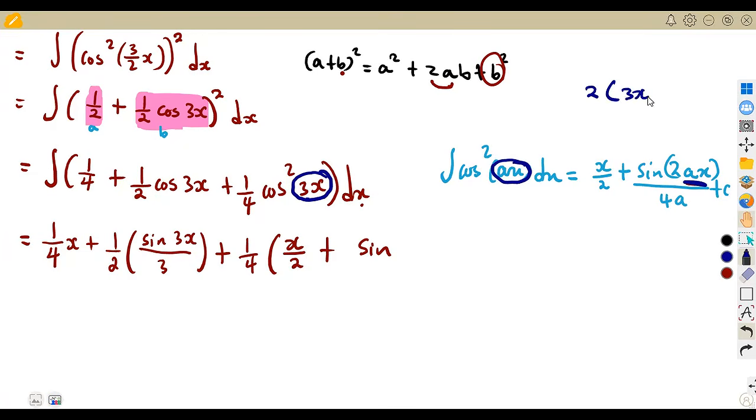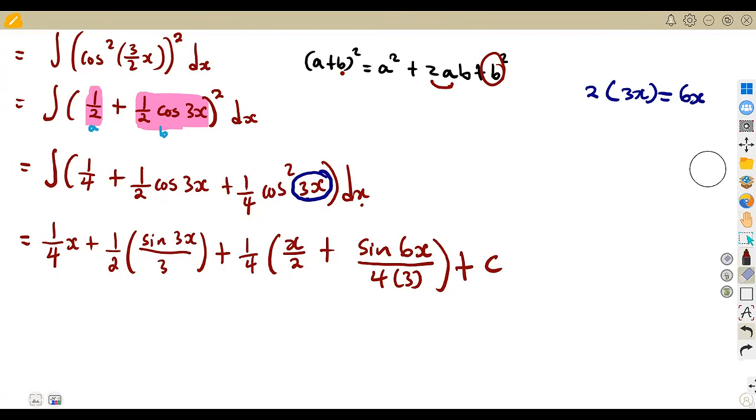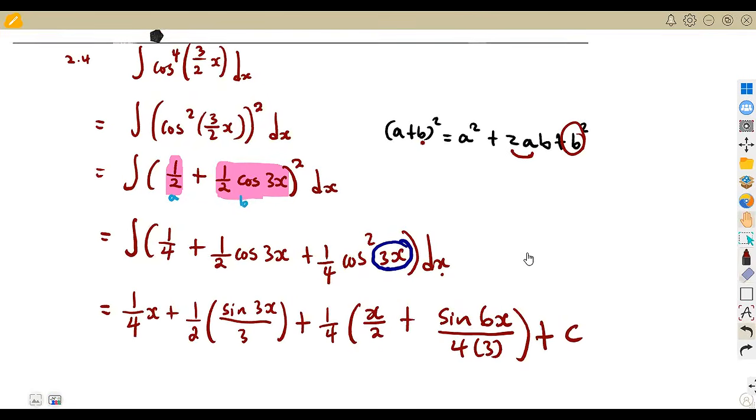So if we multiply 2 times 3x, we get what? 6x. So this will be sine 6x instead, over 4a, which is 4 times a. Our a is the coefficient of x, which is 3. So it's going to be 4 times 3. All right, that's how we integrate this, plus our constant of integration.